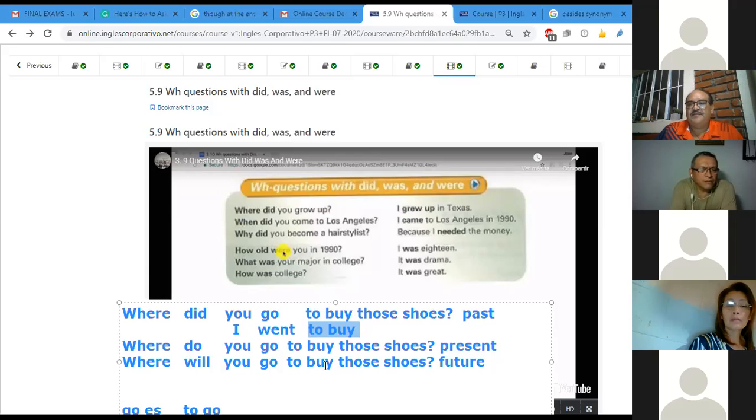Igual, it's like in Spanish, right? It's similar in Spanish. El ar, er, ir is the infinitive form in Spanish. Voy a comer, fui a comer, iré a comer. ¿Cuál es el que no cambia? Comer. In this case, it's to buy. I went to eat, I will go to eat. Voy a comer, iré a comer.